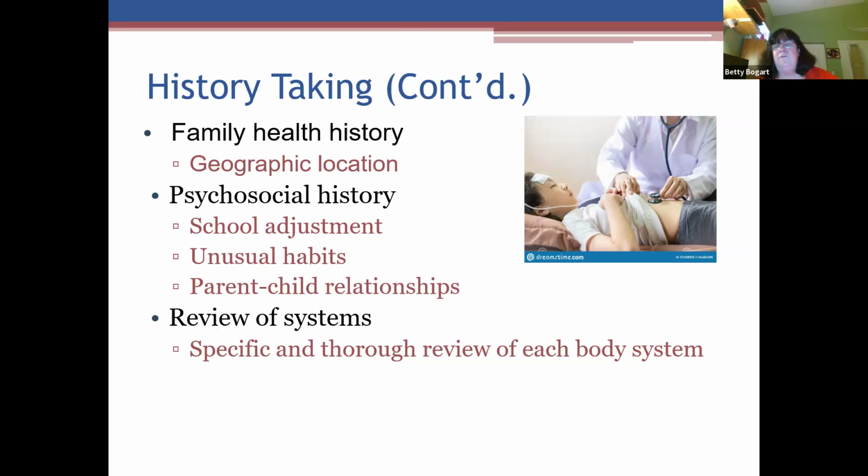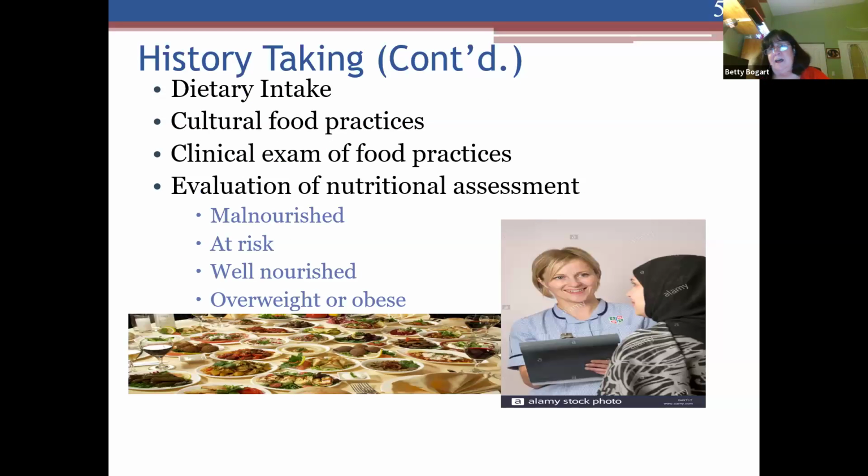Also, going through a review of the systems. Now, it's not going to be from head to toe. We're not adults here. It won't happen. Another part of the history is knowing about their culture, and it could be about dietary input. Also, it could be an infant who's weighing 10 pounds at 6 months. So we know there's a failure to thrive. We know they're underweight. What's going on?